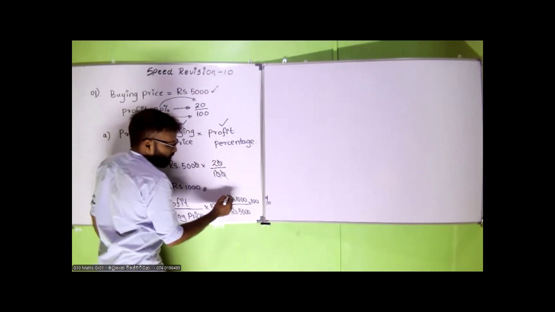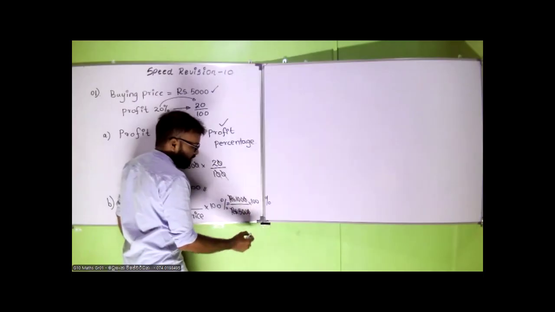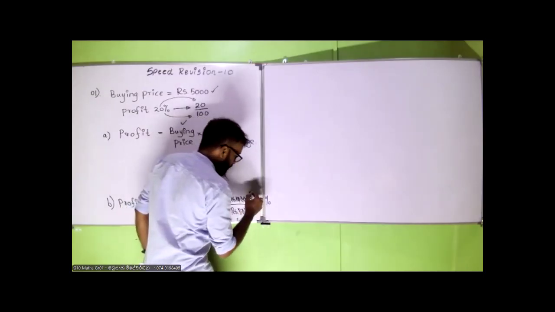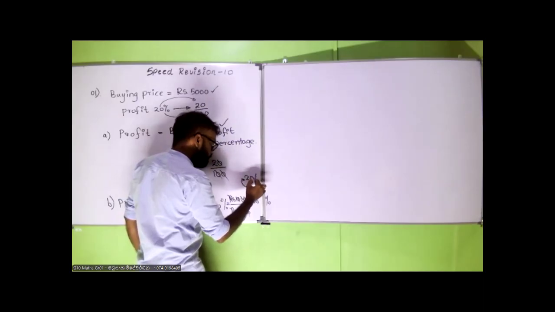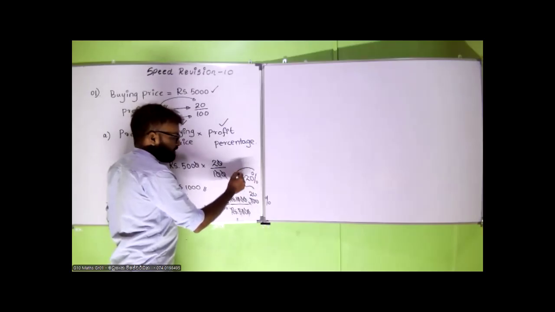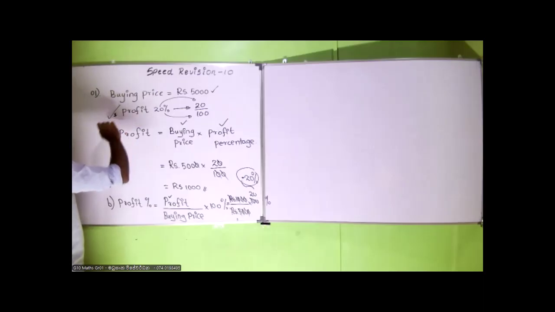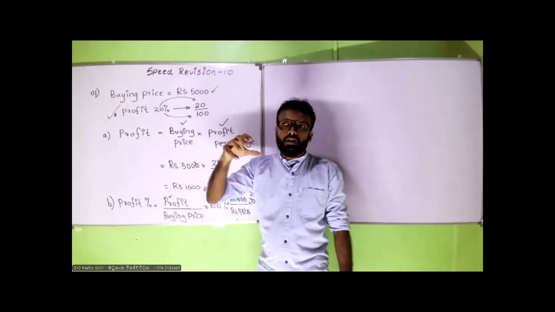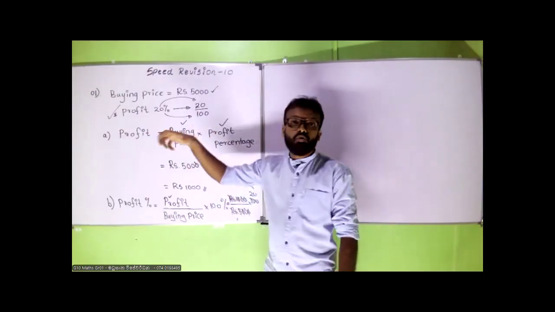Rupees to rupees, the unit is gone. Zero to zero, zero to zero, zero to zero. 5 times 1, 5 times 20. So your answer will be 20%. Your profit percentage is 20%, because here also 20%. Perfectly matched. And that is how you are going to find the profit percentage if you have been given a question like that.